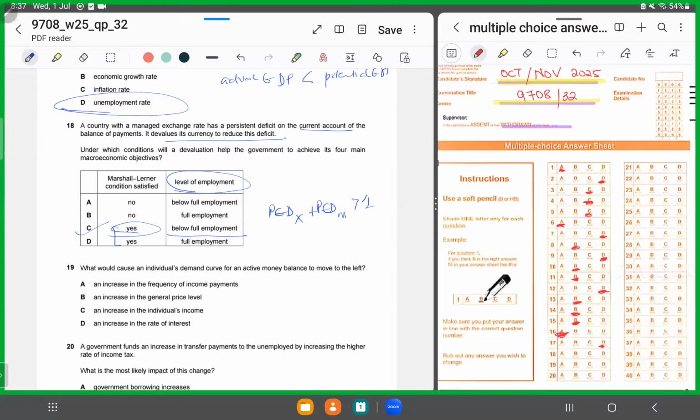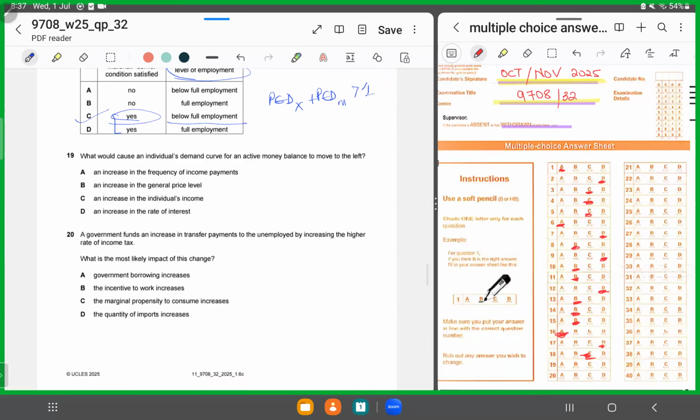So for 18, it has to be C. I hope you've understood. Number 19. What would cause an individual's demand curve for an active money balance to move to the left? Active money balance is money held for transactions. So if we look at the options.